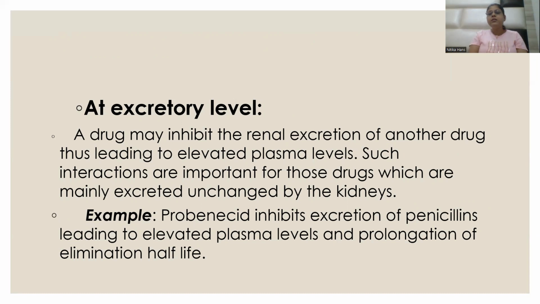Like probenecid, it inhibits the excretion of penicillins, leading to elevated plasma levels and prolongation of the elimination half-life. Now, probenecid is the drug which inhibits the tubular secretion of penicillin. The tubular secretion of penicillin will not take place, so levels of penicillin in the body will be elevated, and the half-life of penicillin will be more. So levels of penicillin will increase in the body because tubular secretion is inhibited by probenecid. Probenecid is an anti-gout drug, a uricosuric agent.